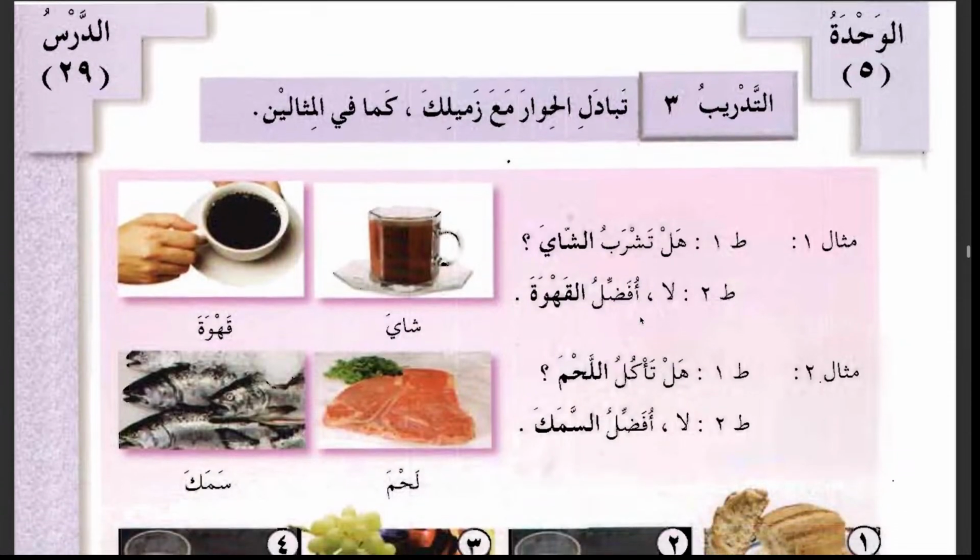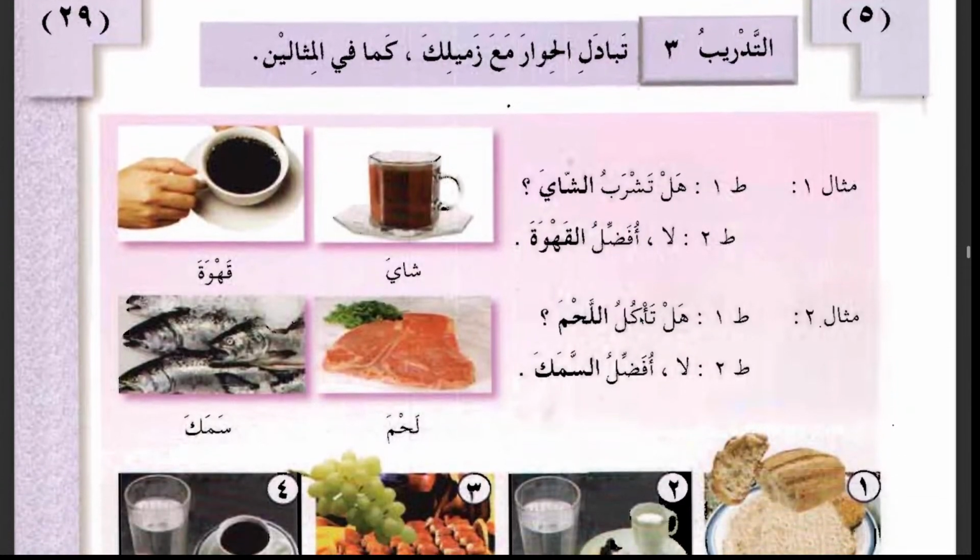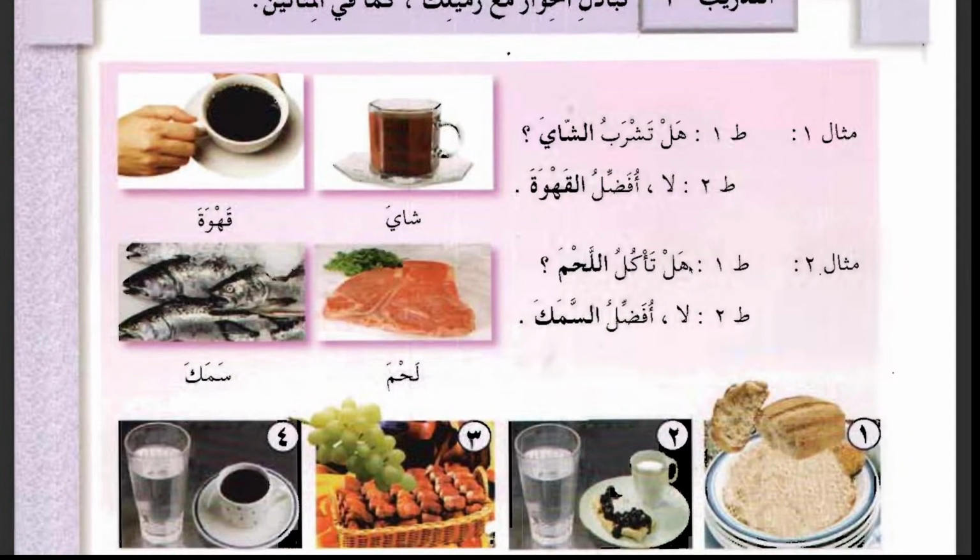التدريب الثالث تبادل الحوار مع زميلك كما في المثالين. Now here it is as in the two examples. Right? They give two examples here. هل تشرب الشاي? Do you drink tea? لا أفضل القهوة. No, I prefer coffee. Right? هل تأكل اللحم? Do you eat meat? لا أفضل السمك. I prefer fish.